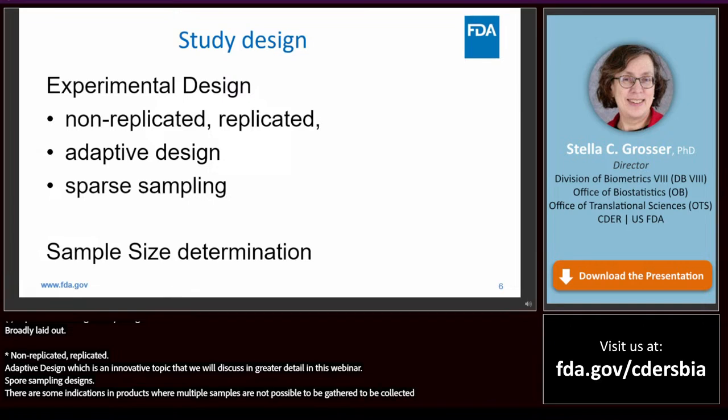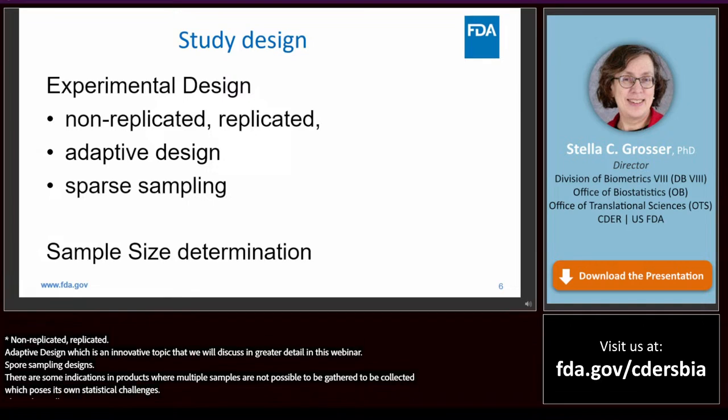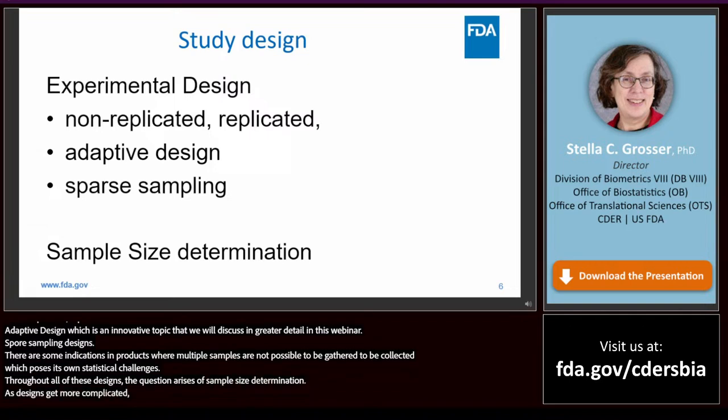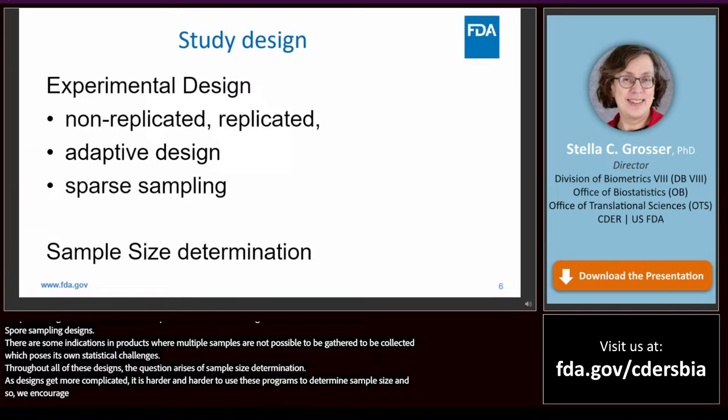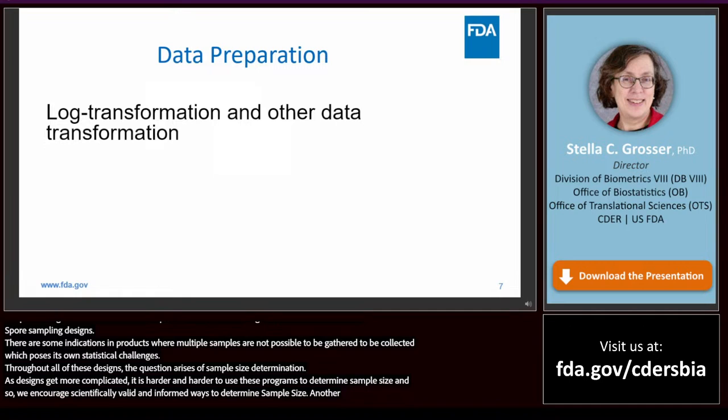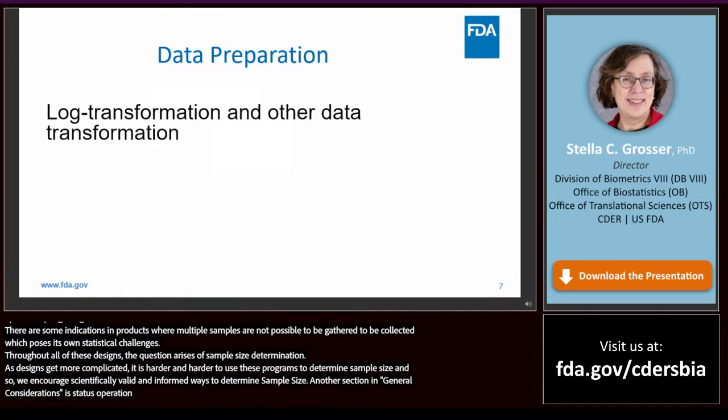And throughout all these designs, the question also arises of sample size determination. As designs get more complicated, it's harder and harder to use canned programs to determine the sample size. And so we encourage scientifically valid and informed ways to determine sample size. Another section in the general considerations part is on data preparation. Here we're talking about log transformations and other data transformations, primarily log transformations.